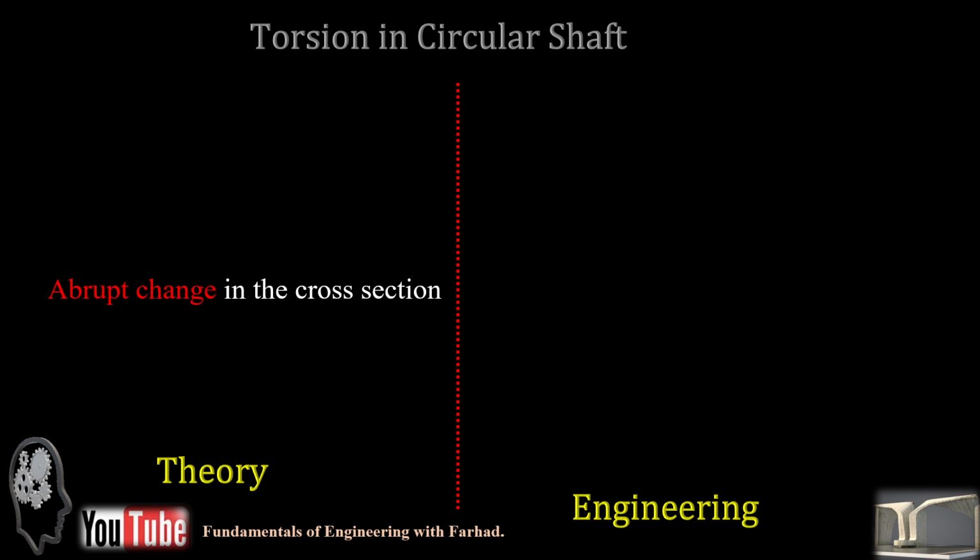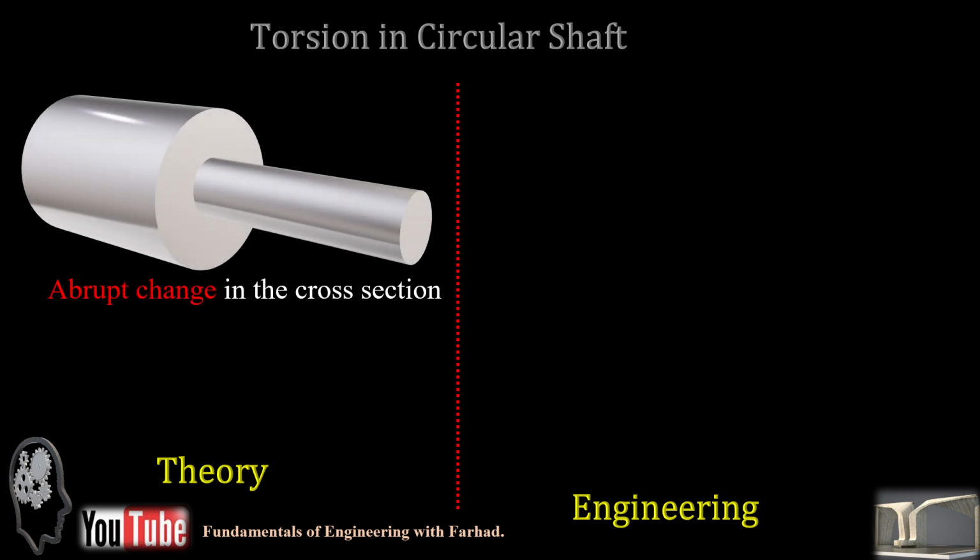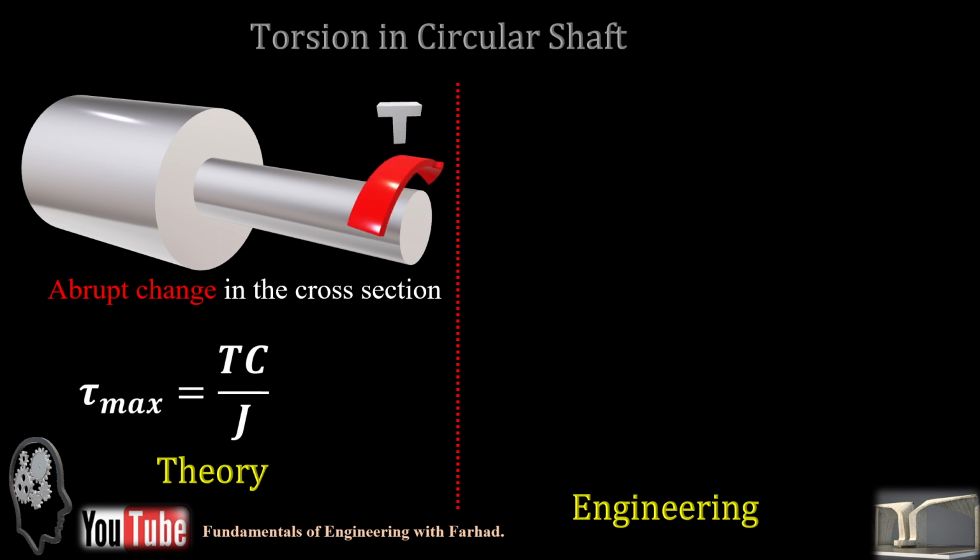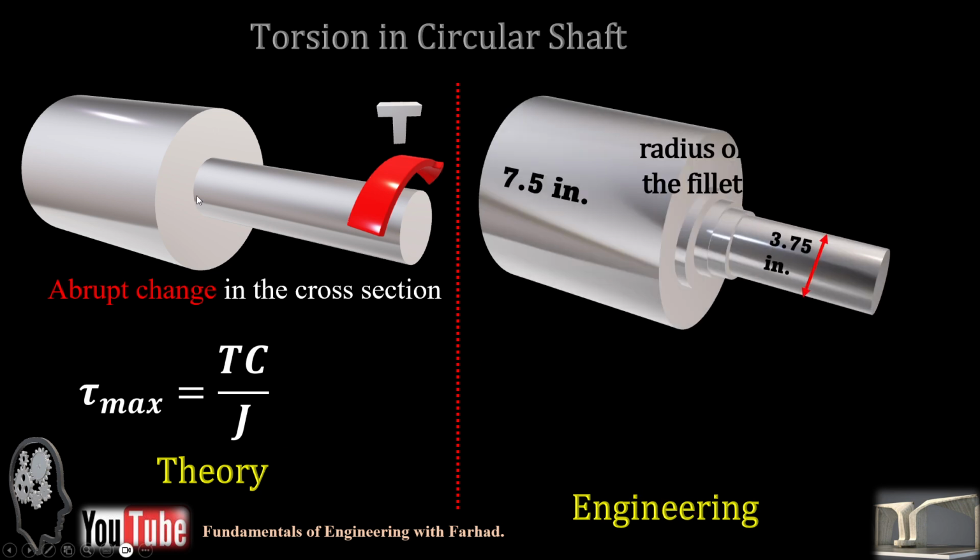So, in torsion in circular shaft, we use the same equation in theory for calculation of tau maximum. Even though we have like 10 different shaft sizes, we use the same equation. But in design or in engineering practice, we can take care of that problem.